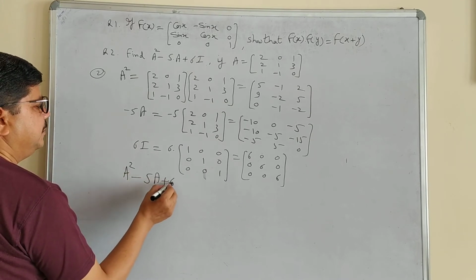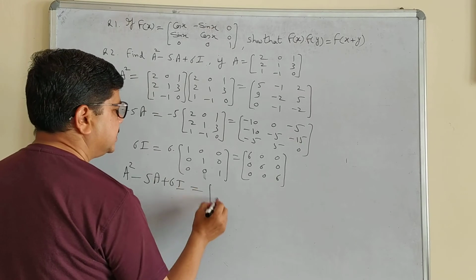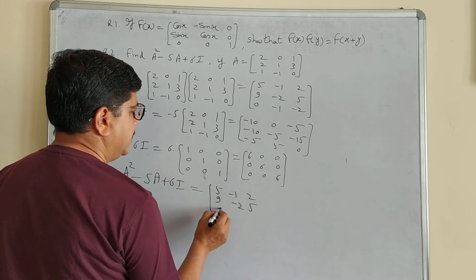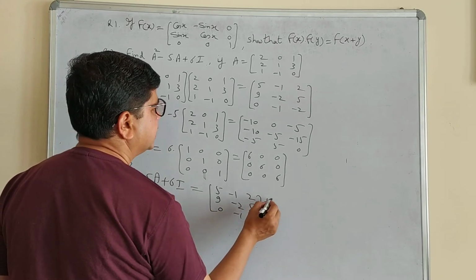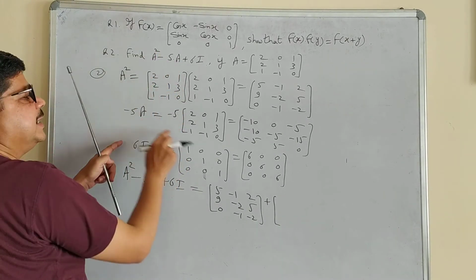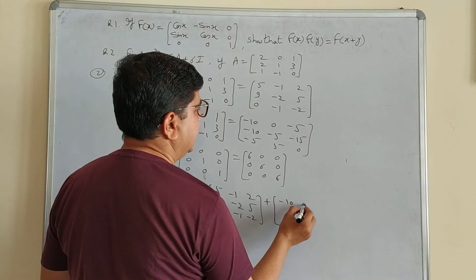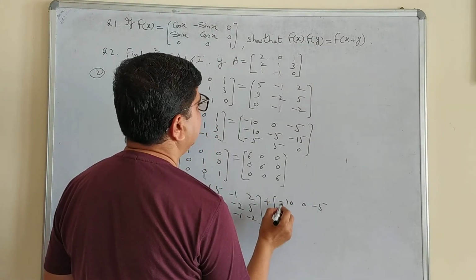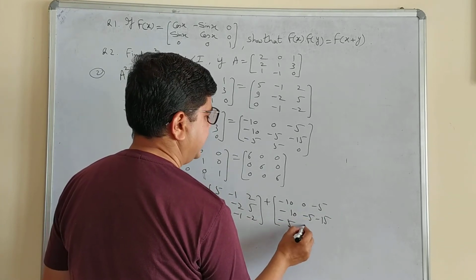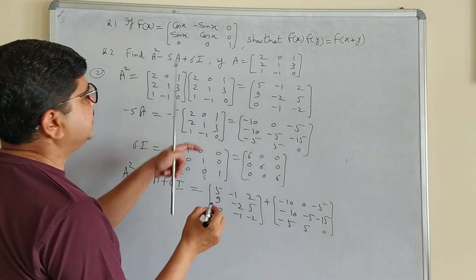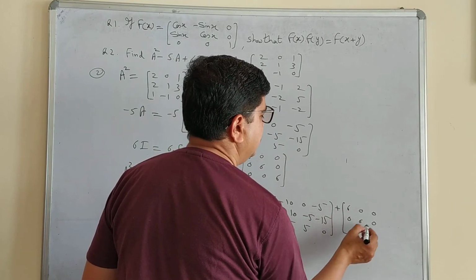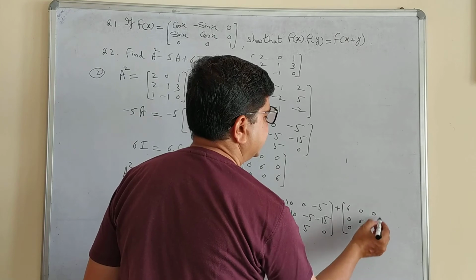So we can find the value of this expression. It is 5 minus 1, 2. 9 minus 2, 5. 0 minus 1 minus 2. Plus minus 5a, because minus 5a means plus minus 5a. So it is minus 10, 0, minus 5, as I have already multiplied with minus. Minus 10, minus 5, minus 15, minus 5, 5, 0. Plus 6i: 6, 0, 0, 0, 6, 0, 0, 0, 6.